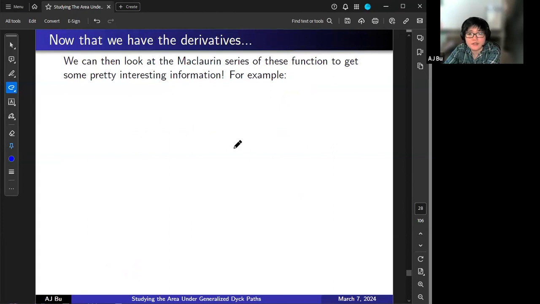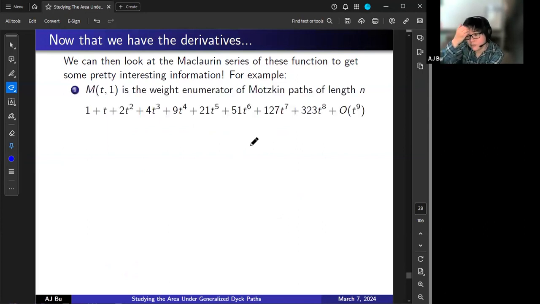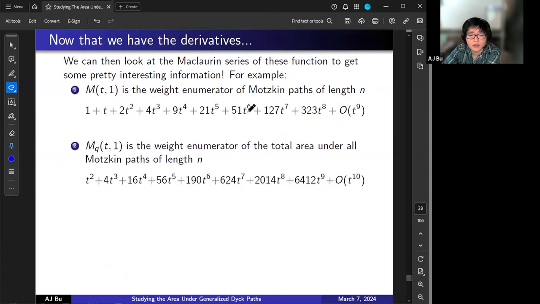Okay, so now that we have these derivatives, we can look at the Maclaurin series for these functions and get some information about our paths. So for example, M of T1 is going to give us the weight enumerator of the Motzkin paths of length n, right? And so we're going to have this Maclaurin series. M sub Q of T1 is going to give us the weight enumerator of the total area under all Motzkin paths of length n. So for example, we're going to get this Maclaurin series, and this tells us that the total area under all Motzkin paths of length 6 is going to be 190, for example.